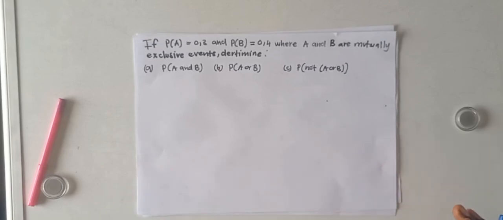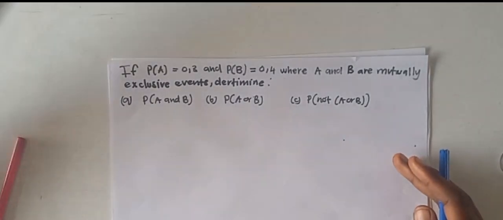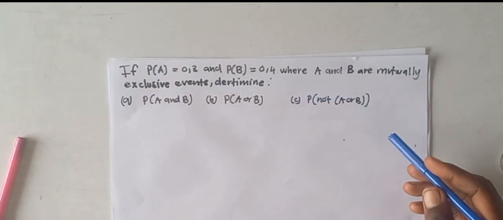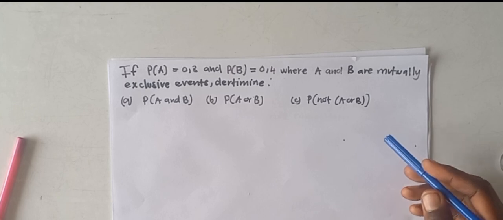Now, let's just take a look at this example. They say if the probability of A is 0.3, the probability of B, as you can see, is 0.4, where A and B are mutually exclusive events. Determine the probability of A and B.